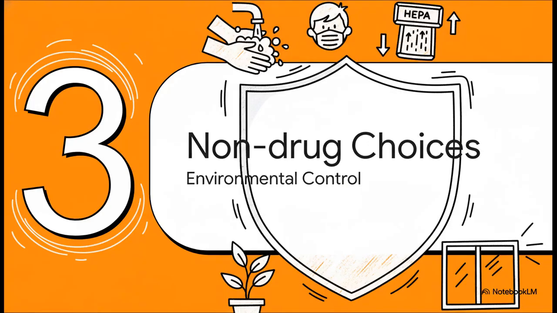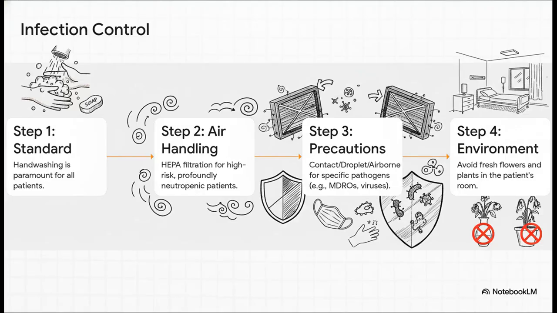Now, before we even start talking about drugs, we have to cover the non-pharmacologic stuff. You can think of these as building a protective bubble around the patient. Think of these as layers of defense. It all starts with the absolute non-negotiable basic, hand washing. Then, for our highest risk patients, the ones who are profoundly neutropenic, we step it up to things like special air filters. And of course, we use specific precautions for known bugs, and we do simple things like keeping fresh flowers out of the room, since they can carry fungal spores.